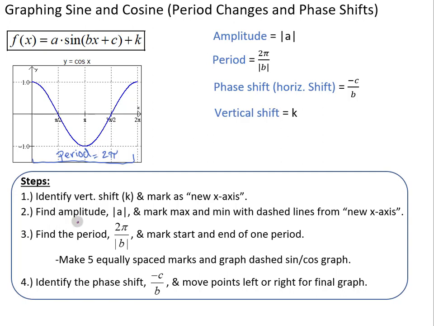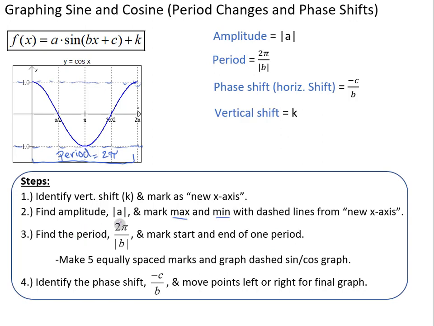Step 2 is find the amplitude, which is always the absolute value of a. Remember, amplitude is a distance, so it should always be positive. And we're going to go up or down that many units to mark the maximum and minimum with dashed lines, to remind ourselves to stay in between the lines. Like if our amplitude is 1, we'd put these lines in to stay between +1 and -1. It can only go up or down 1 from the center.